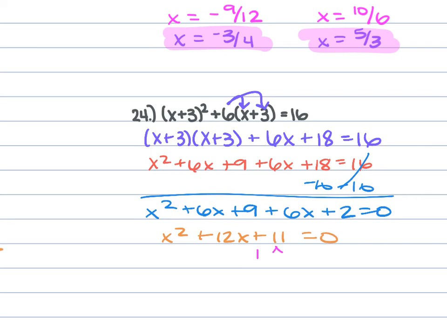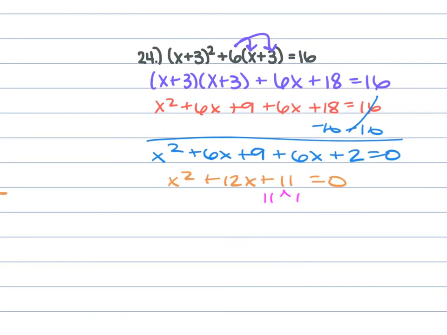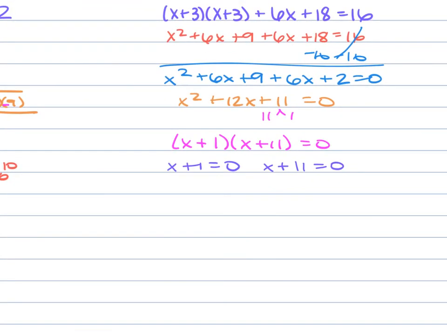The factors of 11 are 1 and 11. They add up to 12. So x plus 1 times x plus 11 is equal to 0. So this is going to give you x plus 1 is equal to 0, and x plus 11 is equal to 0. We move the 1 over by subtracting it. We get x is equal to negative 1. We move the 11 over by subtracting it. Get x is equal to negative 11.